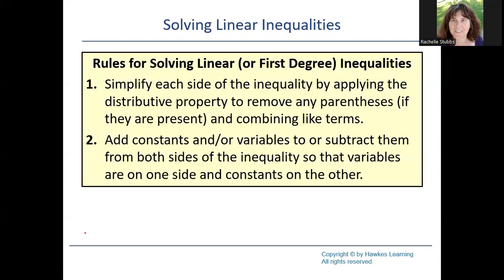So rules for solving linear inequalities. Simplify each side of the inequality by applying the distributive property to remove any parentheses, just like we do with an equation, huh? And combine like terms. Add constants and variables to or subtract them from both sides of the inequality so that variables are on one side and constants on the other, just like we were doing with equations.